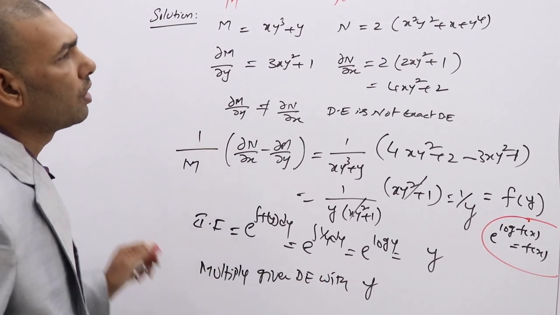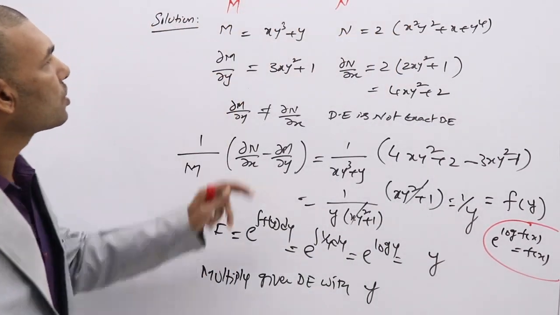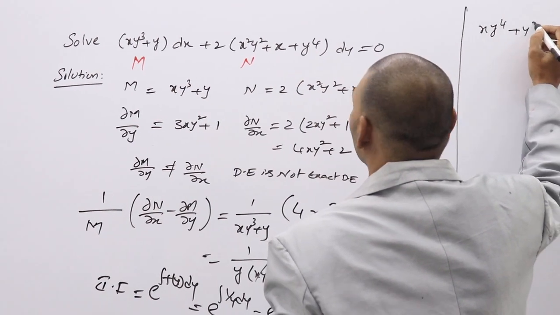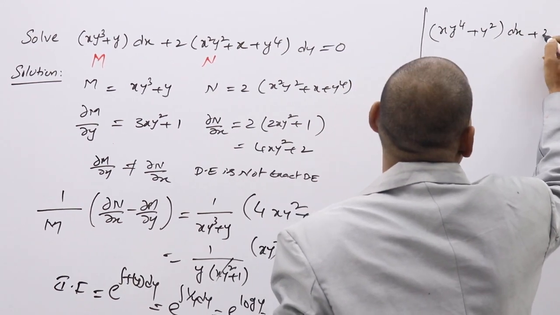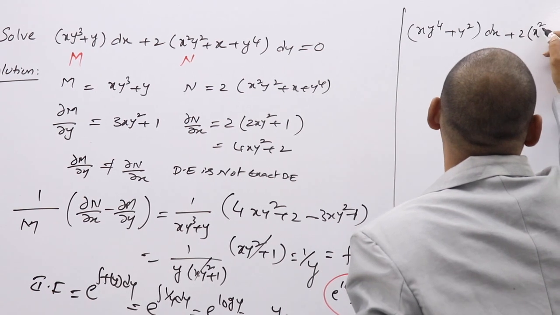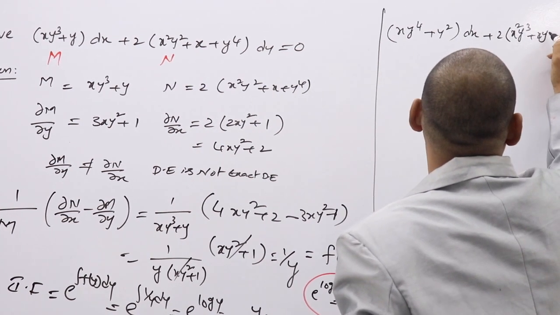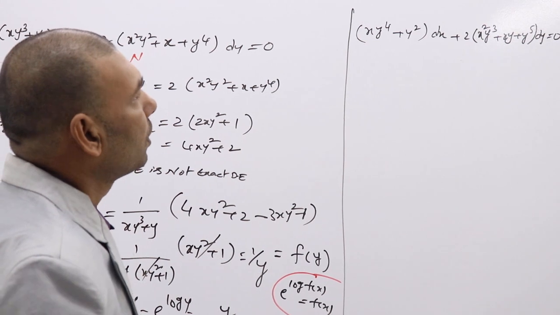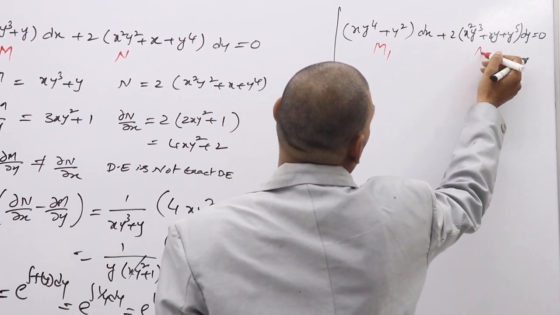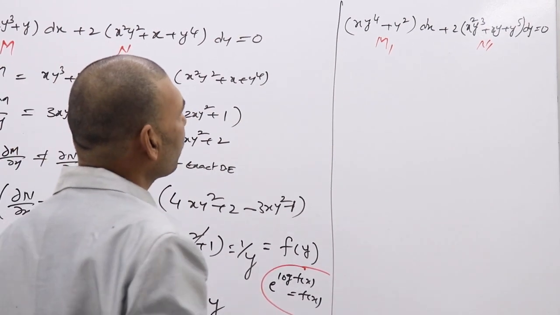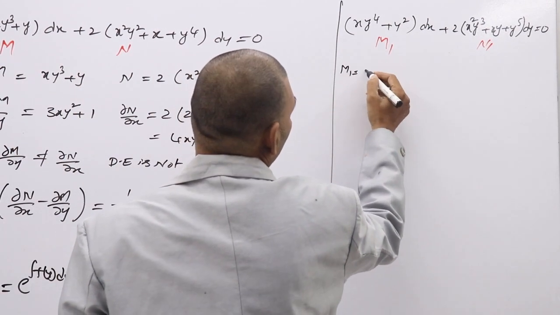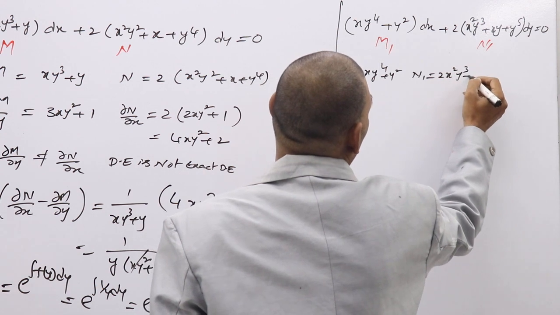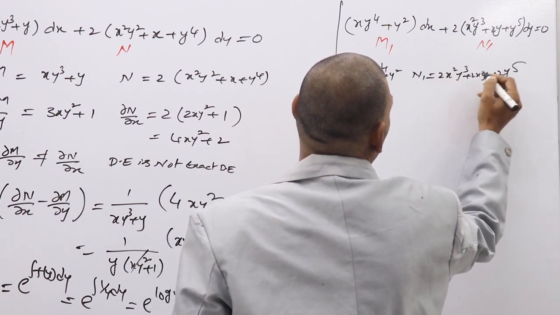What will you get? If you multiply the given differential equation with y, we get xy to the power of 4 plus y square dx plus 2x square y cube plus 2xy plus 2y to the power of 5 dy equal to 0. Now treat this in the form M1 dx plus N1 dy. Find out what M1 and N1 are. M1 equals xy to the power of 4 plus y square, N1 equals 2x square y cube plus 2xy plus 2y to the power of 5.